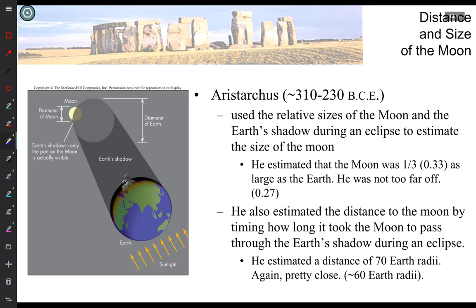But he didn't stop there. He also tried to estimate the distance between the Earth and the moon by observing how long it took for the moon to go through the Earth's shadow. He came up with the distance to the moon being about 70 times the Earth's radius, and it's about 60 times the Earth's radius. So that's in the ballpark. I mean, yeah, sure, that's more than 10% error, but it's less than 20%. It's not bad.